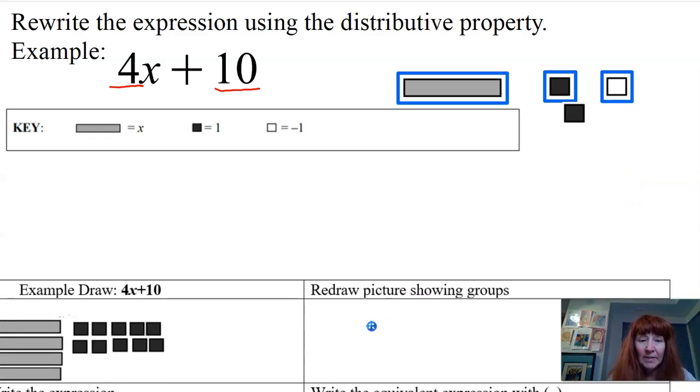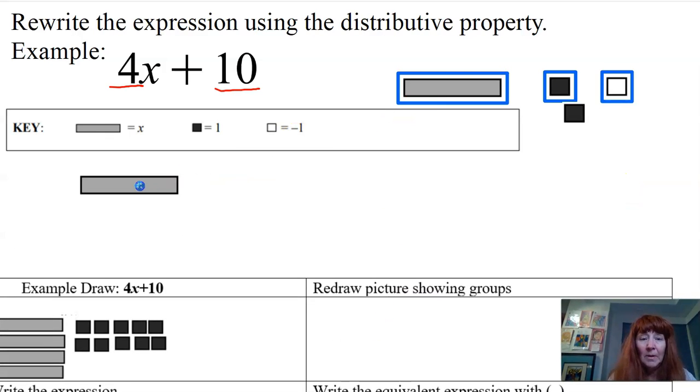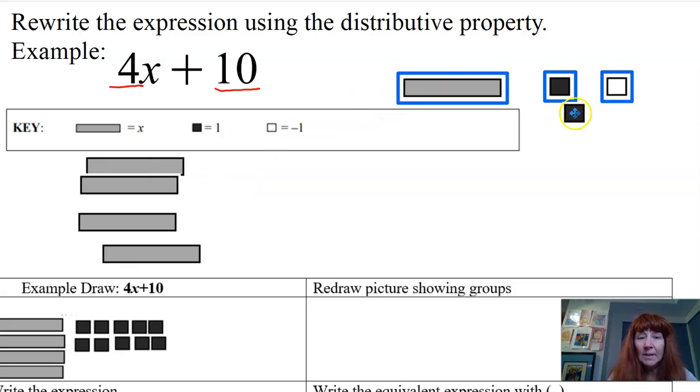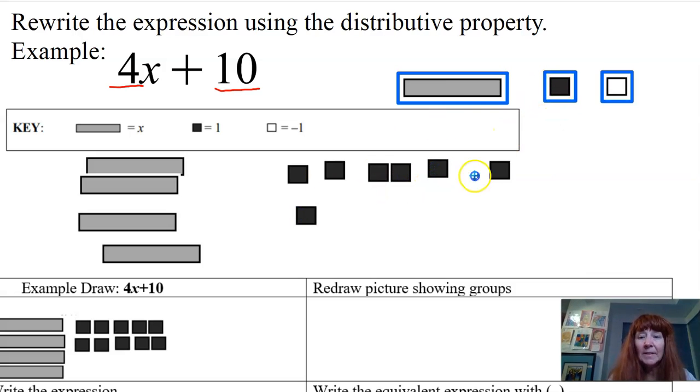I'm going to move this down here and I'm going to grab 1, 2, 3, 4 x's and I'm going to grab 10 of these. So the cool part about having pieces that you can move around is it's a little bit easier to picture. Okay, so now I've got 4x.